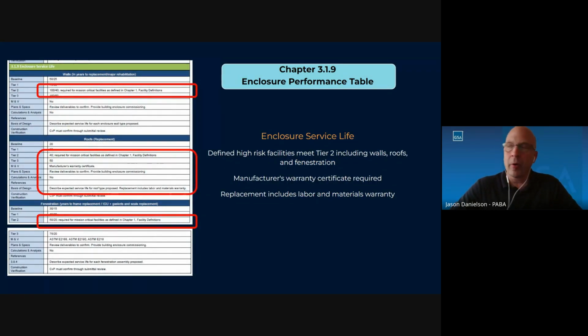So in Table 3.1.9, the enclosure service life, this defines, again, the high-risk facilities. This is where high-risk facilities are a Tier 2, and for each of those, it's in walls, roof, and fenestration, and that's called out. Another is the manufacturer's warranty certificate, and this is for roofing, and that roofing warranty also includes replacement labor and materials. So just trying to clarify that and make sure that that's clear up front.